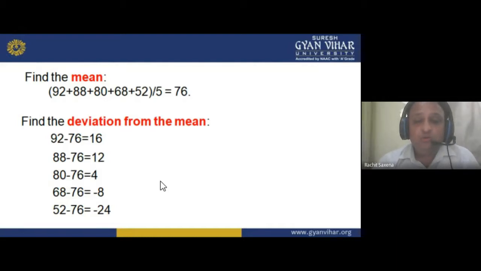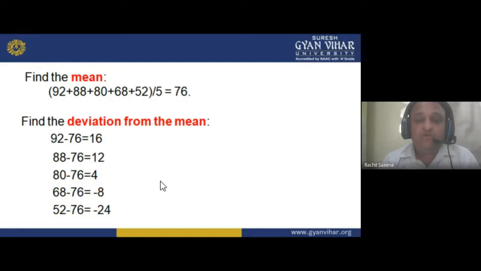D student scored 68 number. Scored how much? 68. 68 minus 76, that is your mean. So you are getting negative, minus 8. Negative side means lower than the mean. Your mean value will be 76. So it is negative side to the mean. That is minus 8. Now, the last student, that we represent as E.